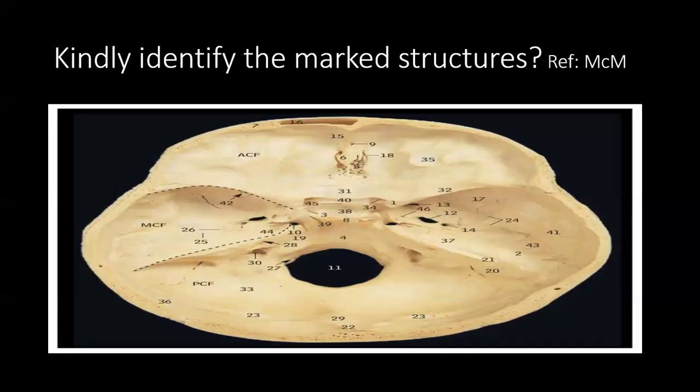Okay, what are the bones which form the posterior cranial fossa? Temporal bone, occipital bone, and temporal and occipital, and parietal. Yes. Okay, please tell me which venous sinuses are present in the posterior cranial fossa.